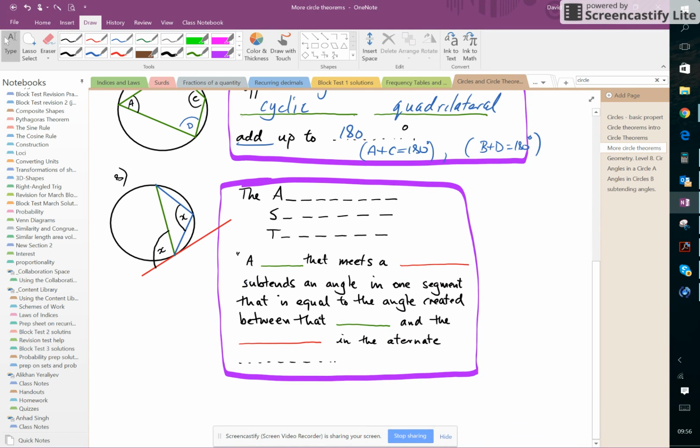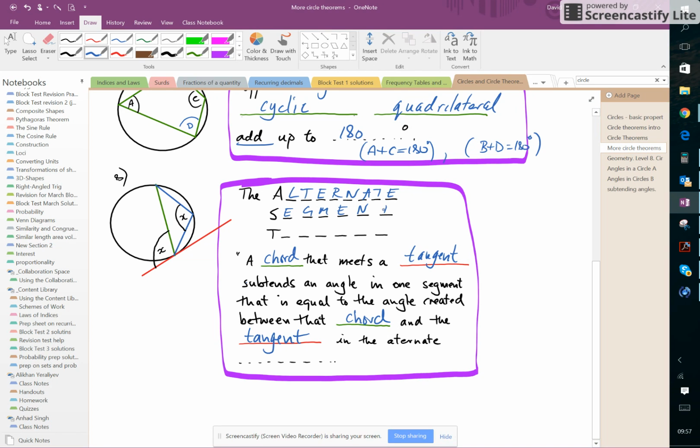Number 8. Now this is the most difficult. Let's just fill in the green and red lines here. So the green line, well, this is a chord. So we've got a chord here. And we've got the red tangent. Now this circle theorem is called the alternate segment theorem. And I'll explain why it is called that now.